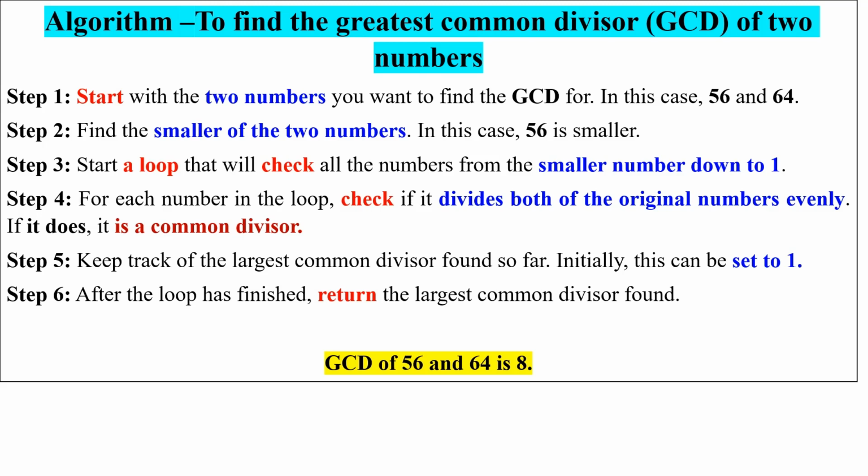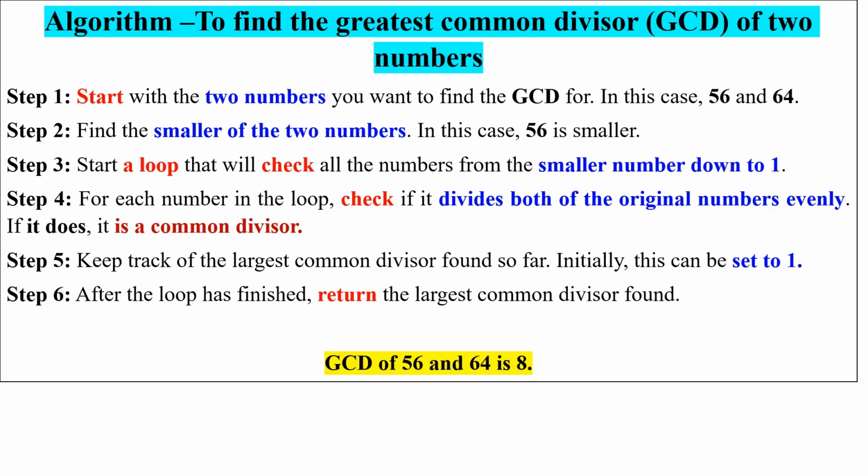Step 3. Start a loop that will check all the numbers from the smaller number down to 1. Step 4. For each number in the loop, check if it divides both of the original numbers evenly. If it does, it is a common divisor. Step 5. Keep track of the largest common divisor found so far. Initially, this can be set to 1.